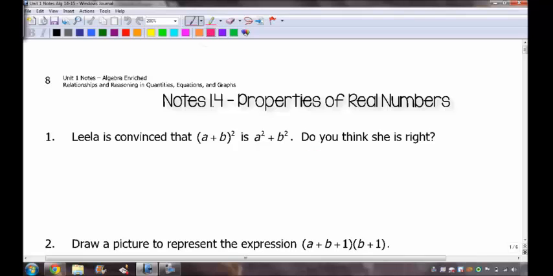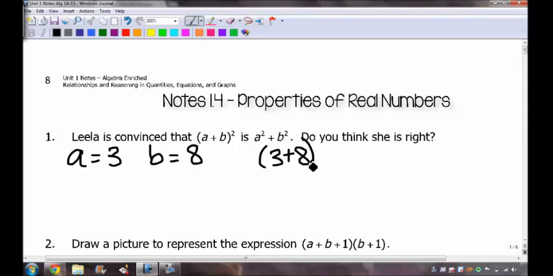If I take a plus b squared, it would make sense that I could distribute this square through and you would end up getting a squared plus b squared, right? But let's try it with real numbers and see what ends up happening, okay? So let's make up random numbers. I'll say a is 3, and let's say b is 8, for example, okay? So I want to know, is 3 plus 8, the quantity squared, equal to 3 squared plus 8 squared. All right, so let's see if this works.